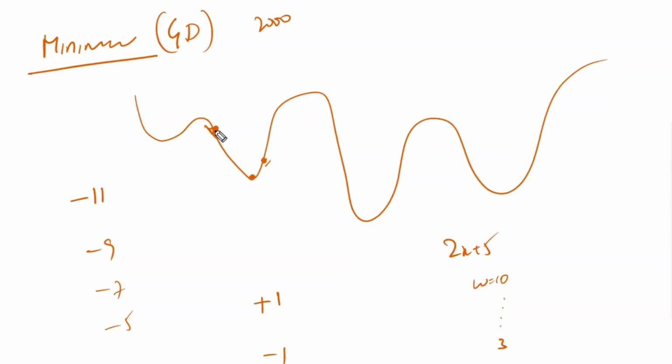If the weight was initialized here, the minimum value is this one. If the weight was initialized here, after that it will go this side and this is the minimum value. If the weight was initialized here, this is the minimum value. It depends upon where the weight was initialized. But this is called a minimum value.